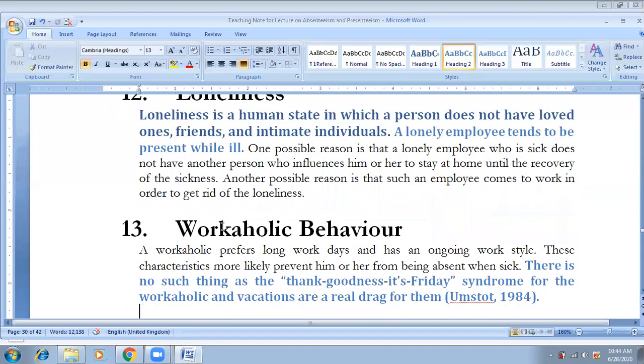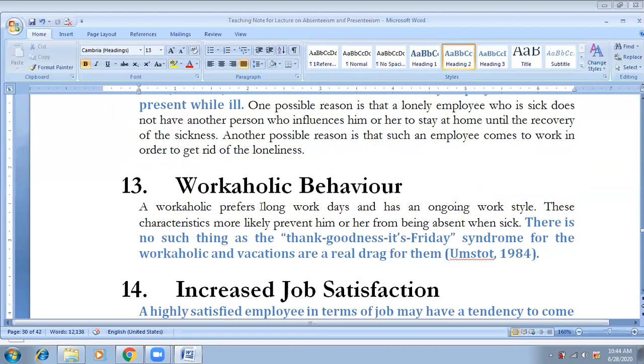Then workaholic behavior. A workaholic is a person who is fond of work, who cannot live without working, and who usually has no other things, or only very few things, as pursuits of happiness. The major, perhaps the only, pursuit of happiness is the work. That's the meaning of a workaholic.